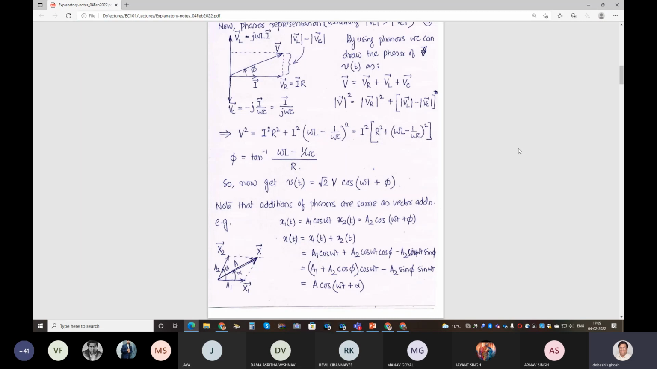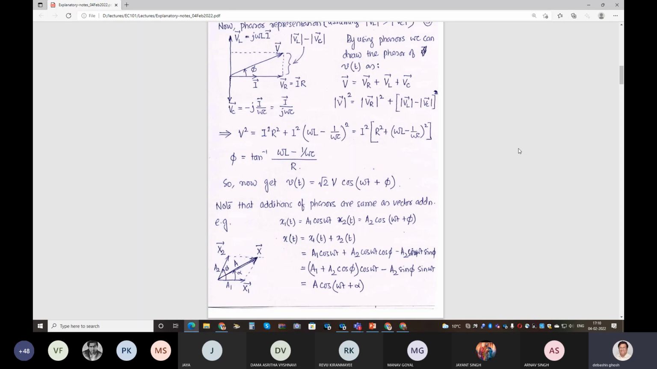Differing in phase means, since it is an AC circuit, your voltage will be written as Vm cos omega t. Okay, so at any instant of time t, the corresponding current will not be exactly Im cos omega t. It will be cos(omega t plus phi).